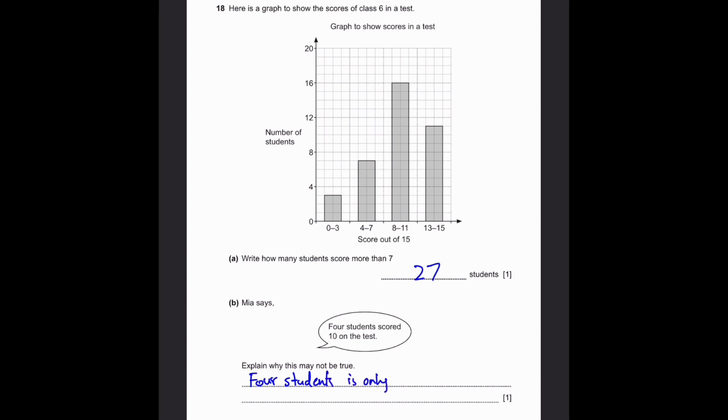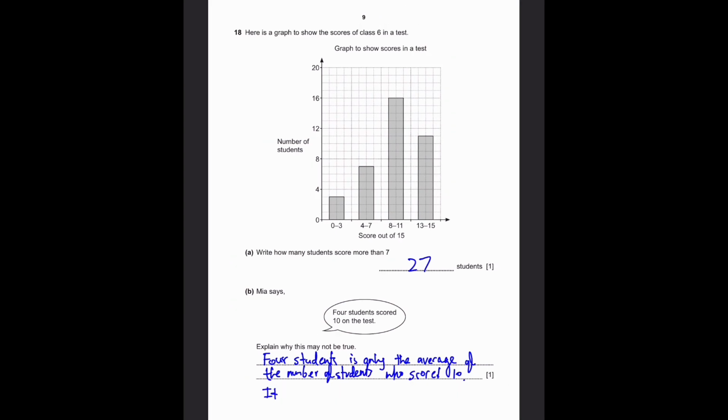Is only the average of the number of students who scored 10. It is not necessarily the actual value. And that's the answer. 19.